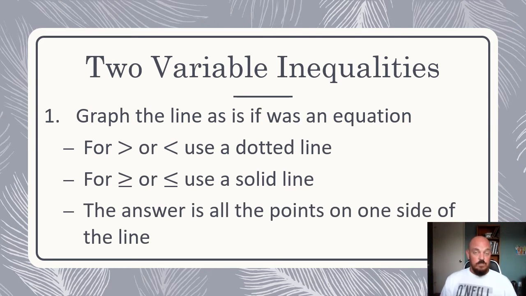Now, the answer to the question is either going to be all the points on one side of that line or all the points on the other. And it's going to be exactly split by that line. That's why that line is so important. So basically, once you get the line down, every point on one side of that line is an answer, and every point on the other side of the line is not an answer. So now we have to figure out which is which.